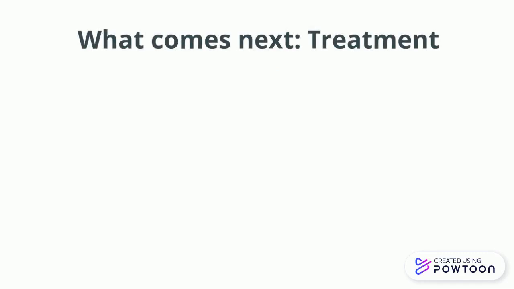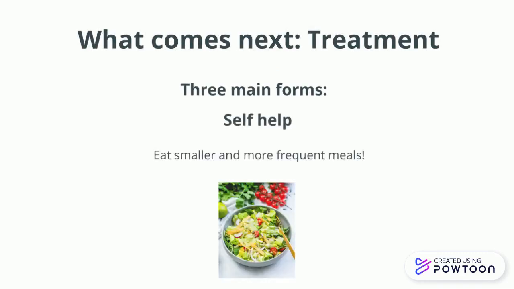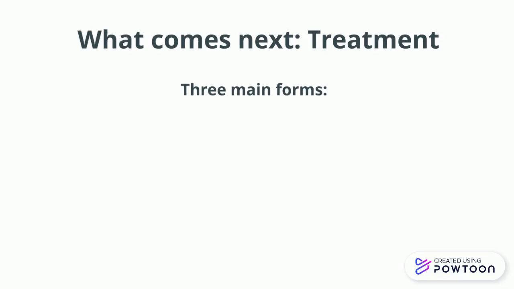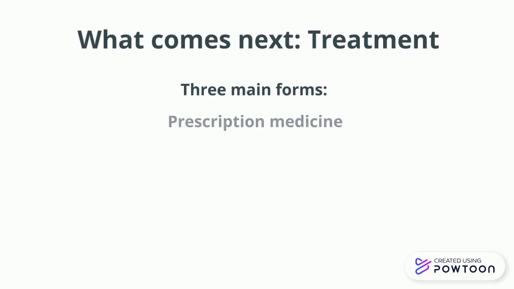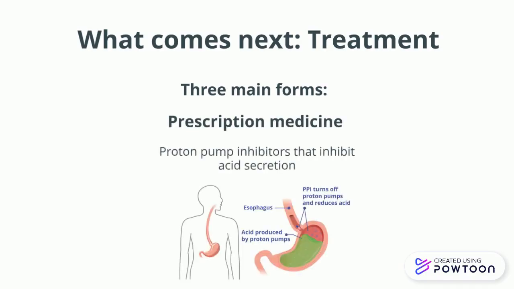Treatment and management for GORD comes in three main forms. First is self-help. Eating smaller but more frequent meals and keeping to a healthy weight may relieve many of those nasty symptoms. If issues persist, ask your pharmacist for over-the-counter medicines. Antacids that neutralize the acidic contents in your stomach will help alleviate pain in your esophagus. If symptoms persist, stronger prescription medicines such as proton pump inhibitors that block acid secretion may help.